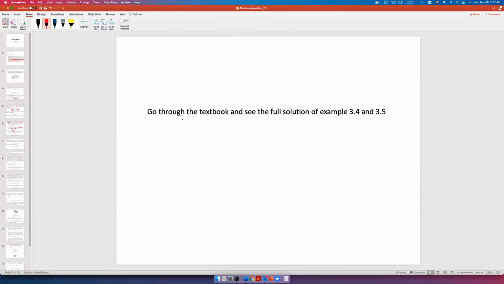But it's not finished, remember? You need to spend time to read the book and go through the other two examples, 3.4 and 3.5. See how they find the constants A, B, C, D using the boundary conditions.